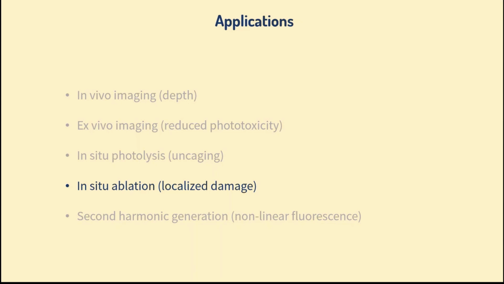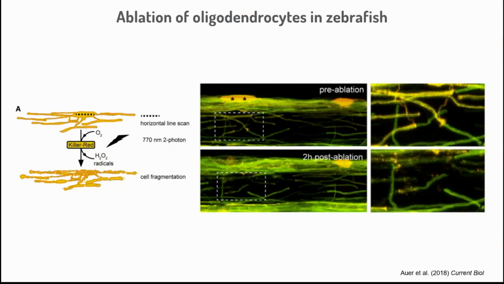So you can do localized damage, which is the video that I showed you in the beginning with the microglia. Okay, in this case, I will present you another example. It has nothing to do with microglia. This is in zebrafish, so it's in vivo, but it's what I like to call the easy in vivo, because in zebrafish the system is much easier. You don't need the head plate or the cranial window or anything, because the zebrafish is transparent.